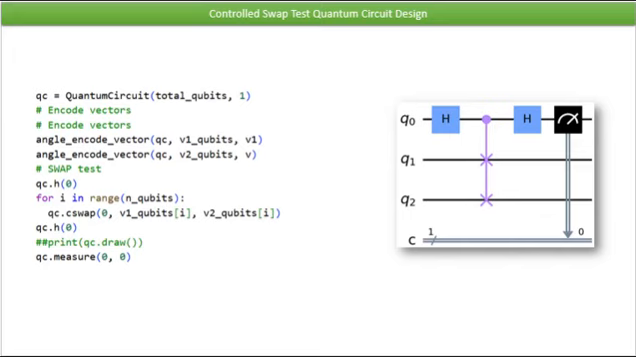Step 5. Measure the ancilla. Finally, we measure only the ancilla qubit. This single measurement gives us the key probability value used to compute sentence similarity, which equals 1 minus 2 times the probability that the ancilla is 1. And just like that, the quantum circuit tells us how similar the two sentences are.